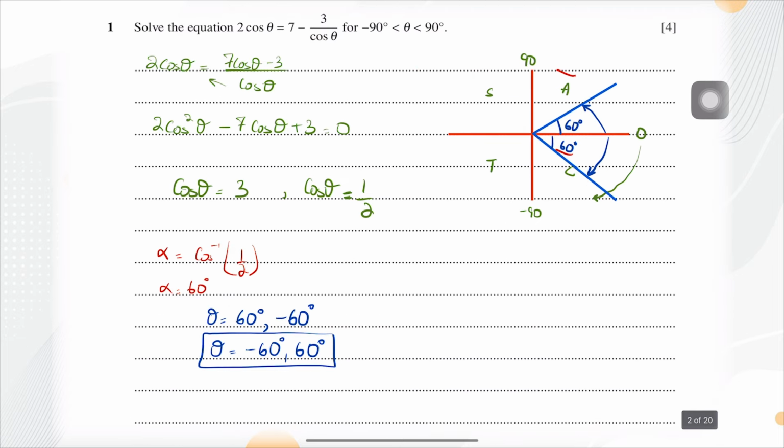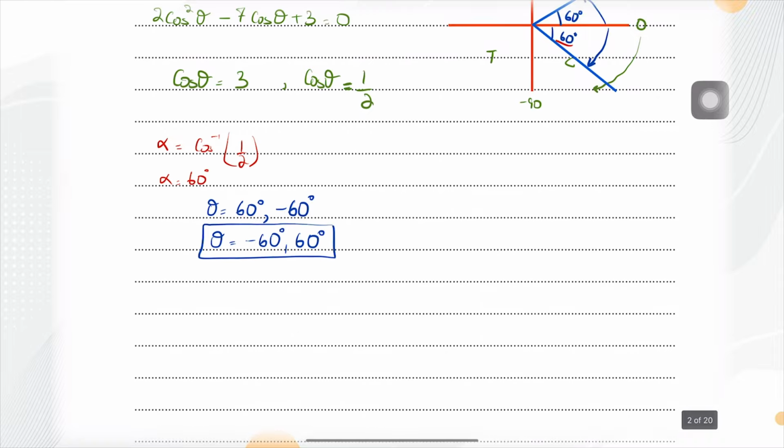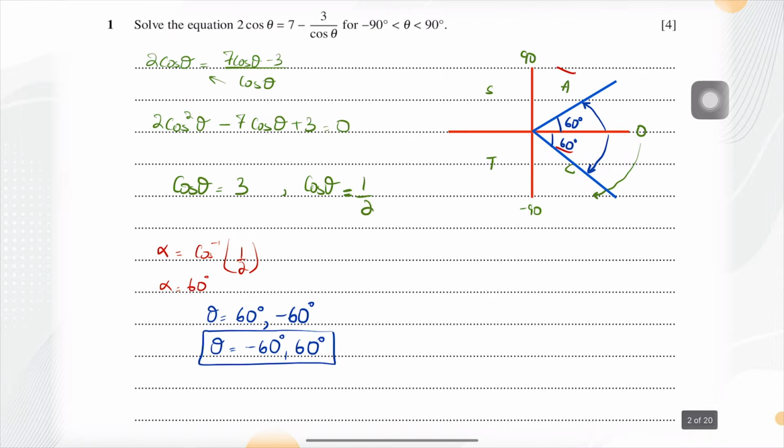Okay, any questions? Alright, question number 2. No, sir. Why didn't you take 3 as solution, sir? Why I didn't take 3 as a solution? Why I ignored this? Is that what you're saying? Yes, sir. Okay, so do you recall the graph of cos? Yes, sir. What does it look like?